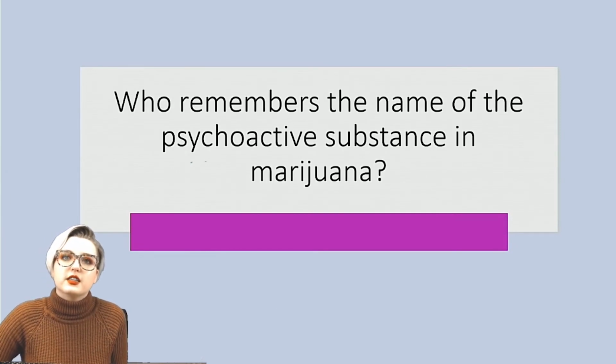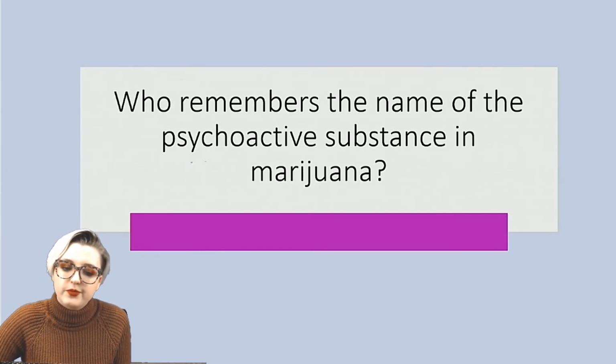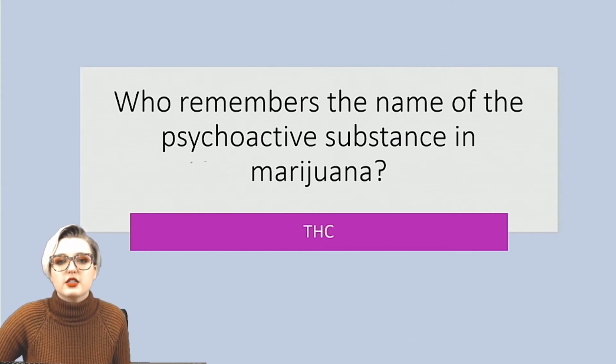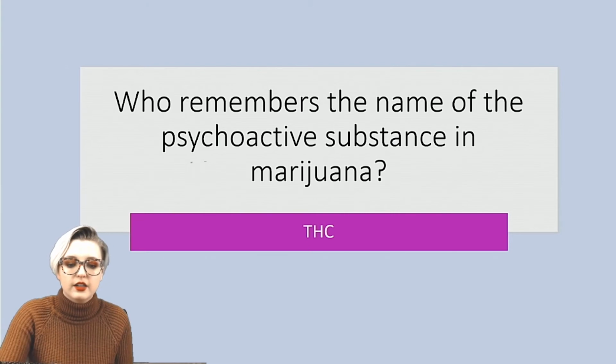All right, so who remembers the name of the psychoactive substance found in marijuana? Good, THC. So THC is responsible for making the user high. So let's take a look at what THC does to the teenage brain.